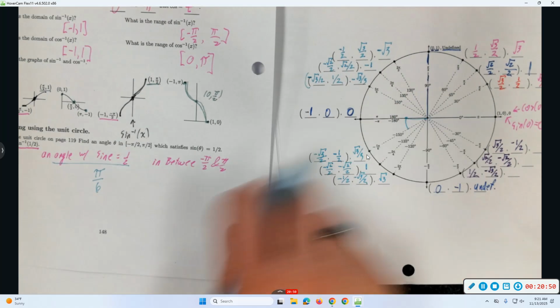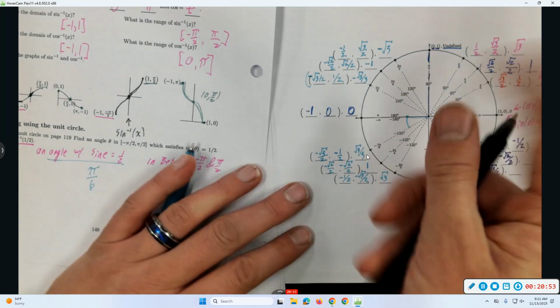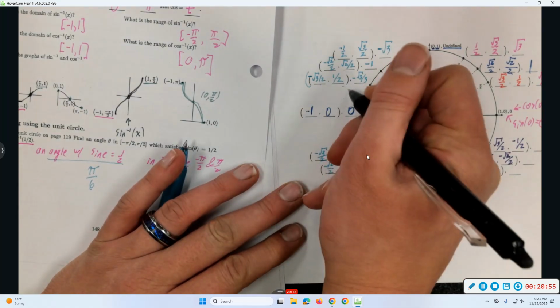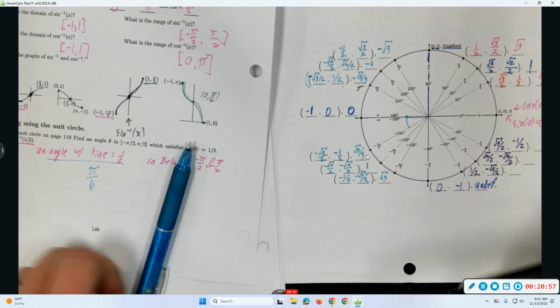No, my unit circle is filled out incorrectly. No, that's fine. Okay, yeah, that's the tangent. Cool. I can't read it.